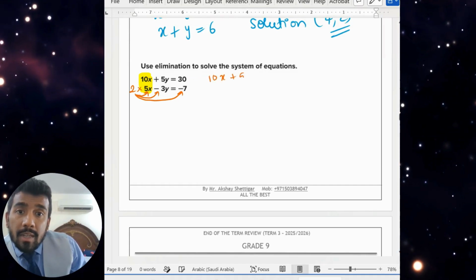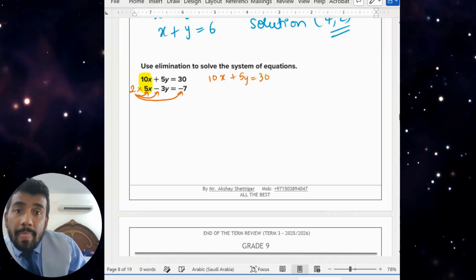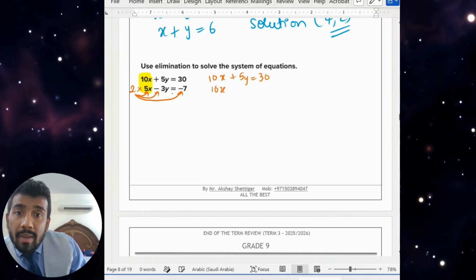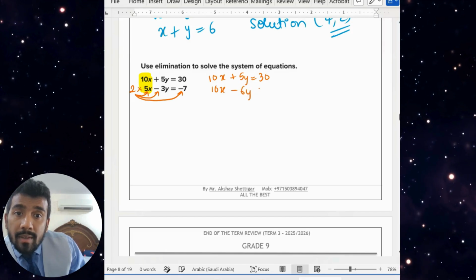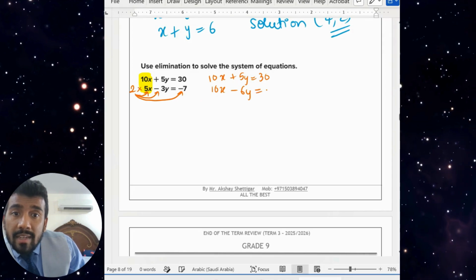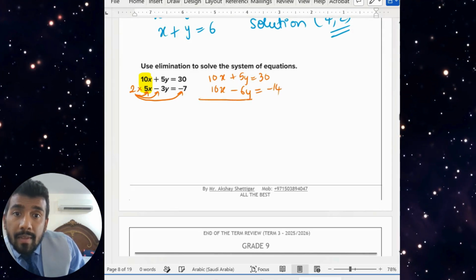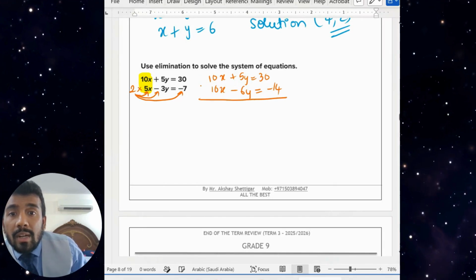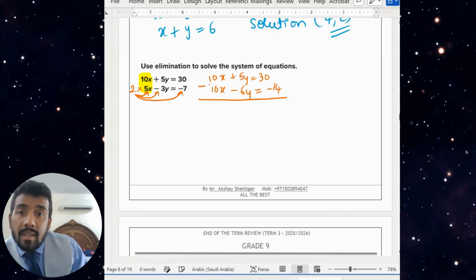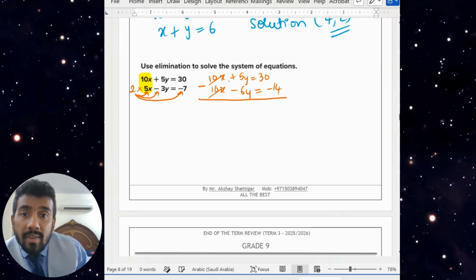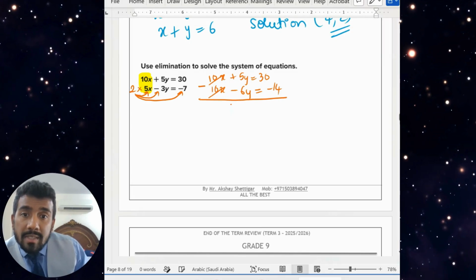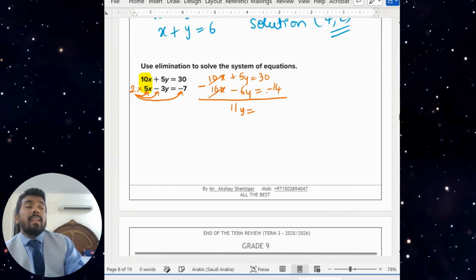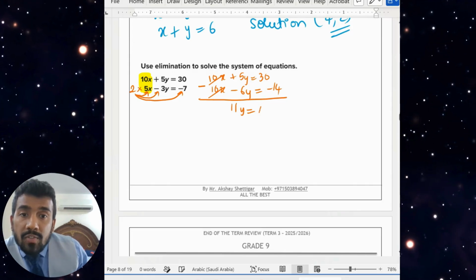So what do you have? You have 10x plus 5y equals 30, and 2 times 5 is 10x, 2 times minus 3 is minus 6y, equals 2 times minus 7, that's minus 14. Then you have the same 10x and 10x with the same sign, so I'll subtract. When I subtract, the 10x terms cancel. 5 minus minus 6 is plus, so 5 plus 6 is 11. 30 minus minus 14 is plus 14, that is 44.